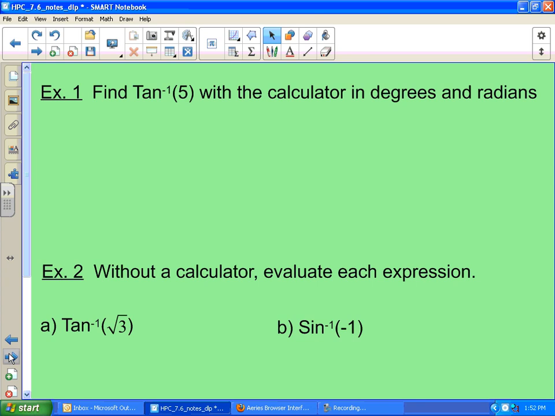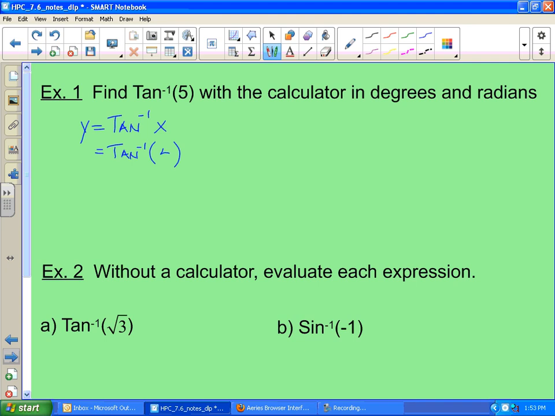Find the inverse tan of 5 with calculator and degrees of range. So let's just remind ourselves what it is we're looking for. I'm asking you to do this. Where this x value, which is my ratio, is 5. My ratio is 5.